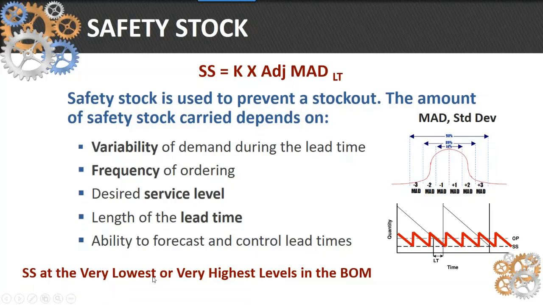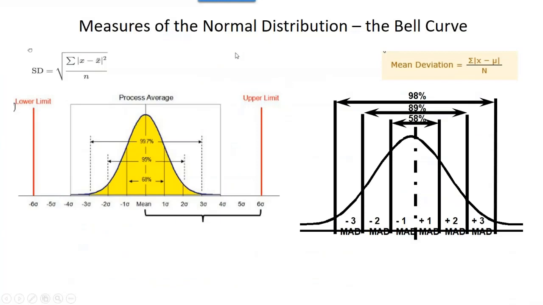We carry safety stock in MRP systems at the very lowest levels of the bill of material and the very highest levels of the material. When you tend to carry safety stock at the mid levels, at the subassembly levels, that can very much skew the planning process of MRP, which we'll look at on July 18th.